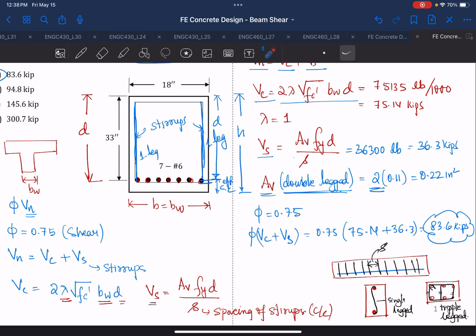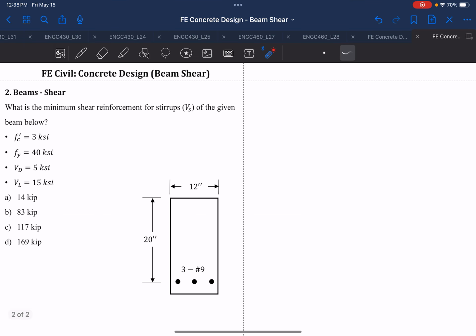And then let's do another example for beam shear. In this case, it asks what is the minimum shear reinforcement that you will need to provide for your stirrups.